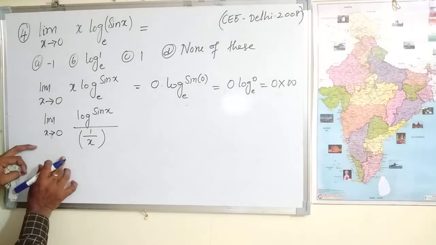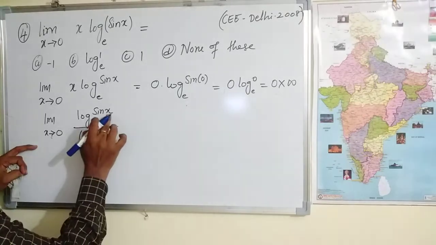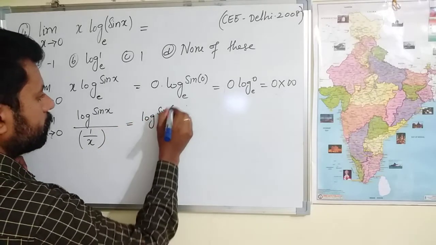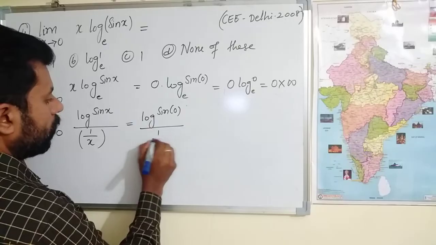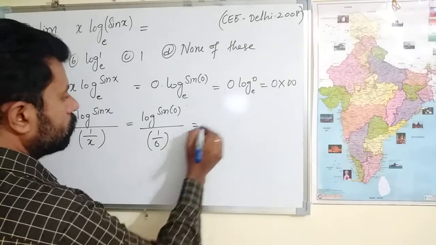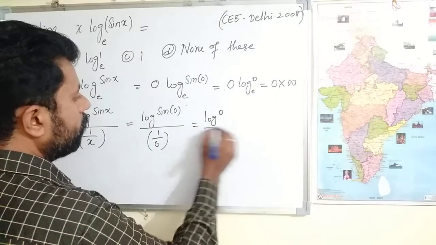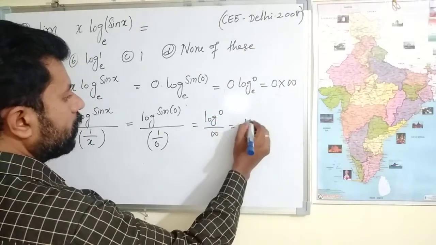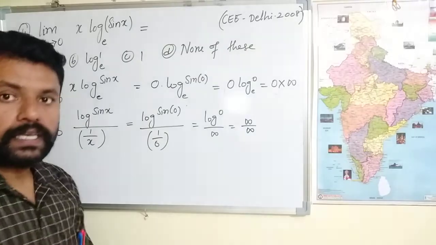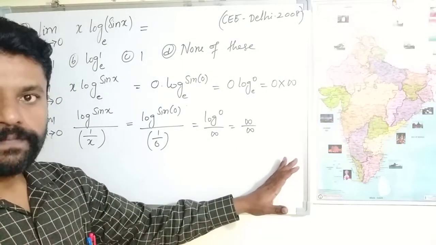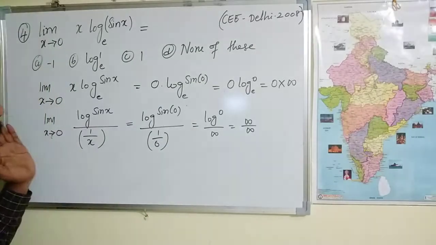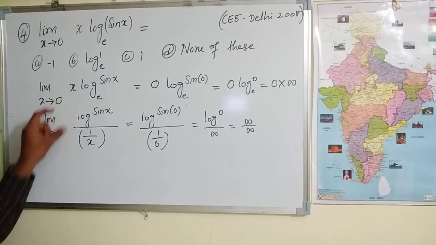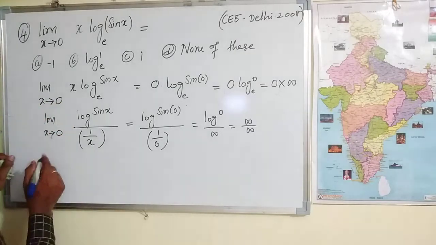Now substitute 0 in the place of x, we get log of sin of 0 divided by 1 by 0, which is log of 0 divided by 1 by 0. 1 by 0 is infinity and log of 0 is infinity, so infinity by infinity. This is an indeterminate form. Now here we can apply L'Hospital rule. L'Hospital rule states that we take the derivative of the numerator and the derivative of the denominator.